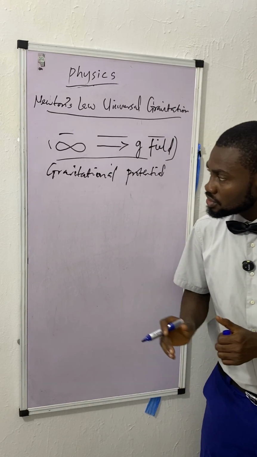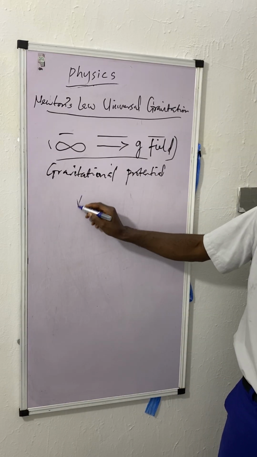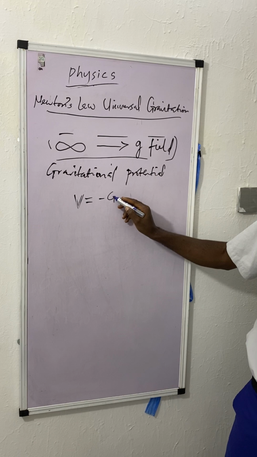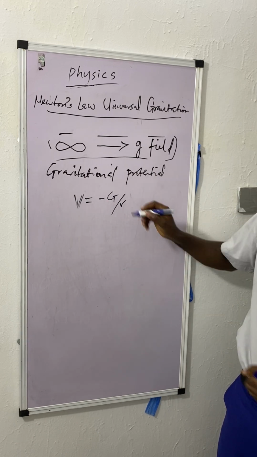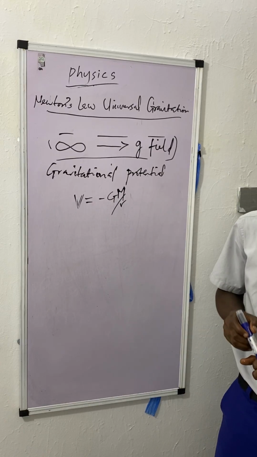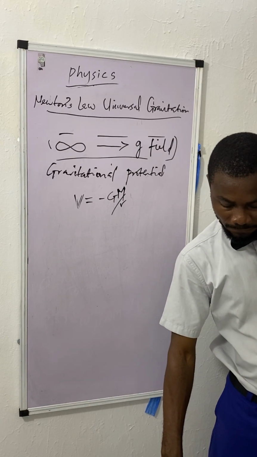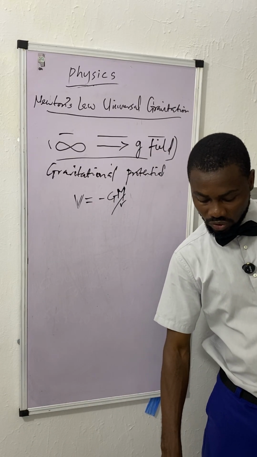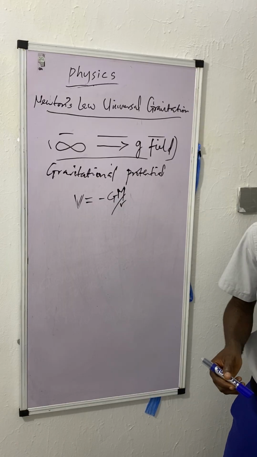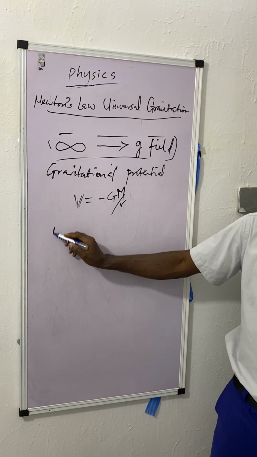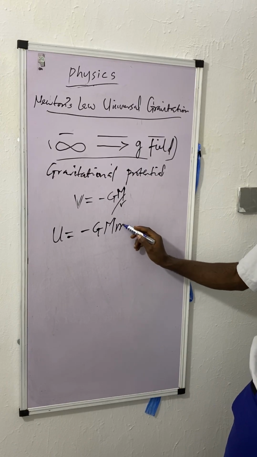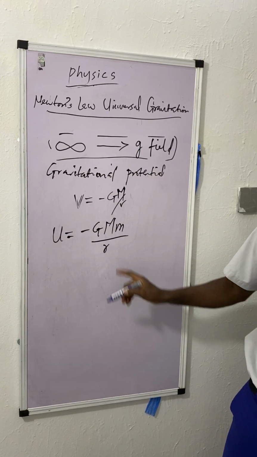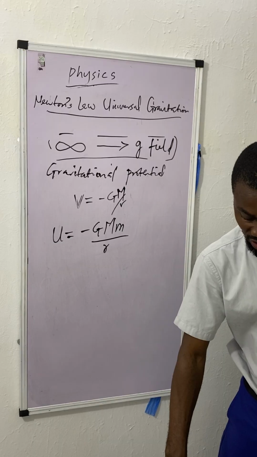It has a formula, given as V equal to minus GM over R. Then there is gravitational potential energy U, given as minus G, capital M, small m over R. This one is gravitational potential energy.